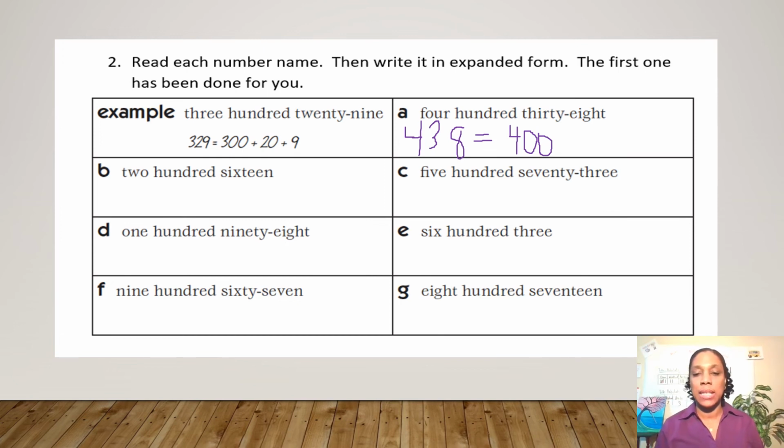Now let's move to the tens place. There's a 3. A 3 in the tens place represents 30. Now let's move to the ones place. An 8 in the ones place represents 8 ones. So 438 equals 400 plus 30 plus 8.